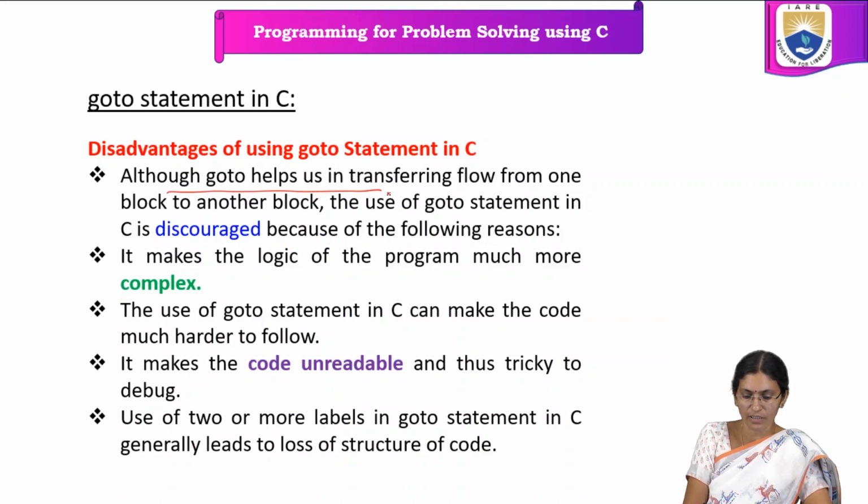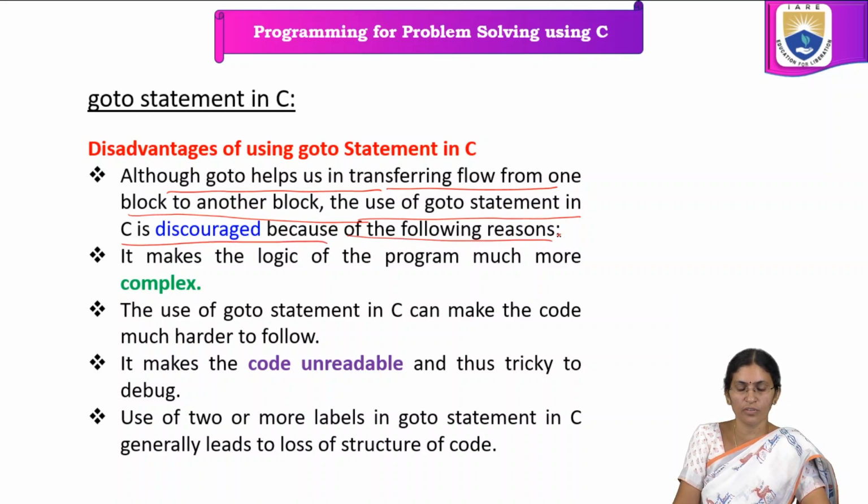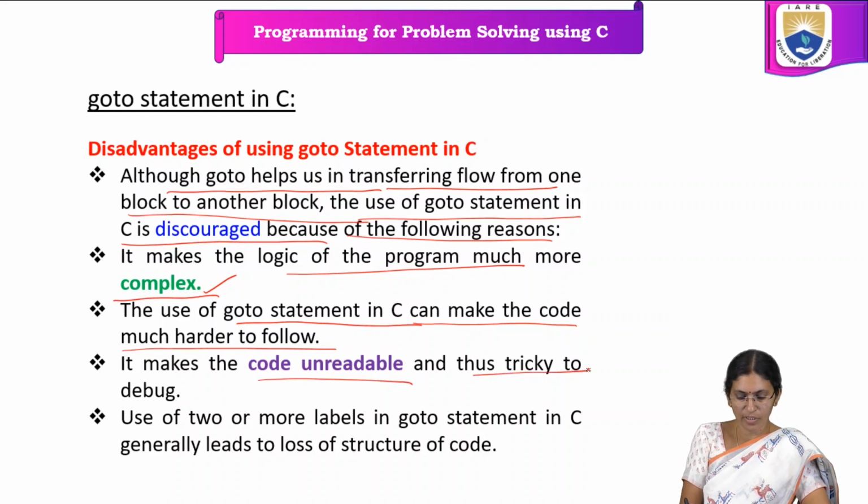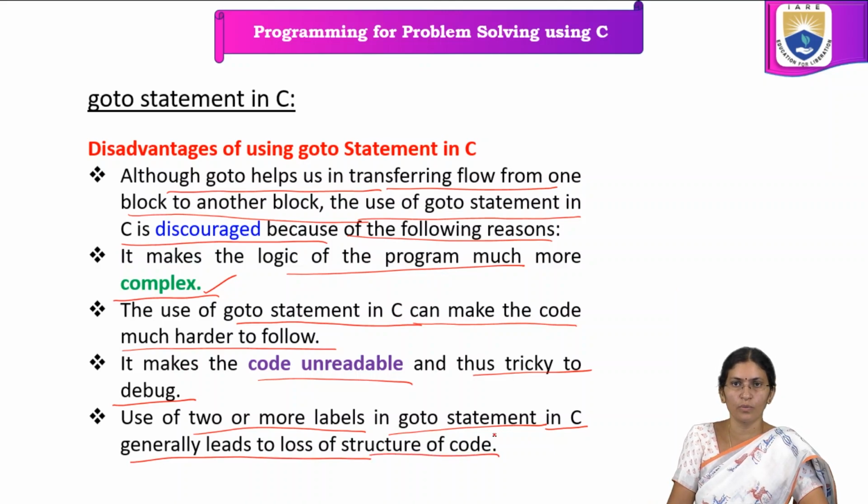Although the goto statement helps in transferring the flow from one block to another block, the user is discouraged from using it because of the following reasons. It makes the logic of the program much more complex. The use of goto in C can make the code much harder to follow, unreadable and thus tricky to debug. Debugging also becomes difficult. Use of two or more labels in goto generally leads to loss of structure of the code.